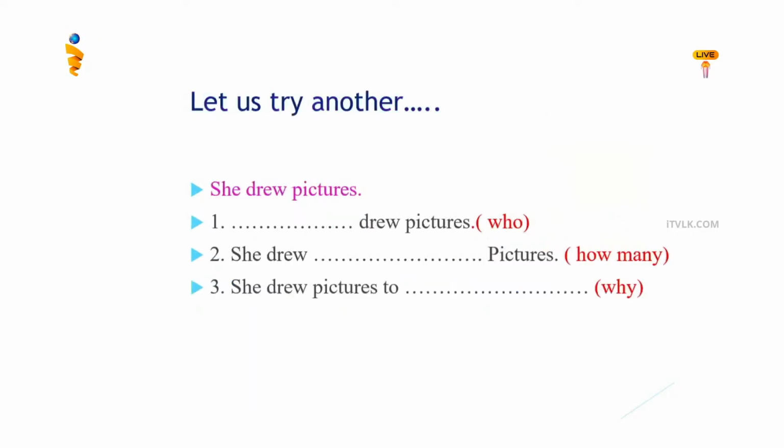Let us try another one. She drew pictures. It's just a simple sentence. The sentence is, she drew pictures. Let's ask questions like the previous sentences. Who drew pictures? How many pictures did she draw? And why did she draw? Let's see the answers and make a full sentence.